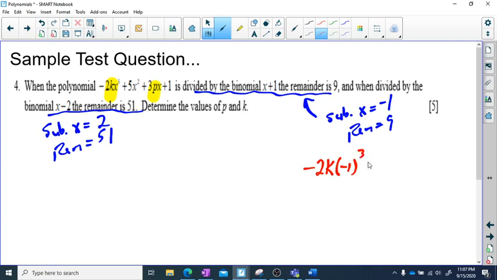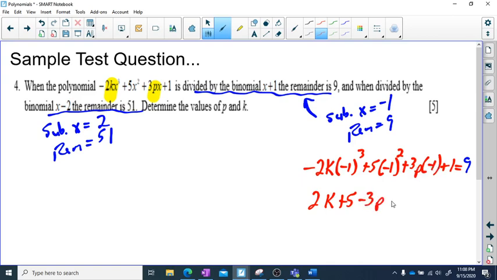So -1 cubed plus 5 times -1 squared plus 3p times -1 plus 1 should equal the remainder, which in this case I was told, I'll color code it for you here, the remainder was supposed to be 9. Let's clean this up and see what we've got here. -1 cubed is -1. Multiply that by -2, you're going to get 2. Okay. -1 squared is 1 times 5. I'll get plus 5. 3p times -1 is just going to give me subtract 3p plus 1 equals 9.